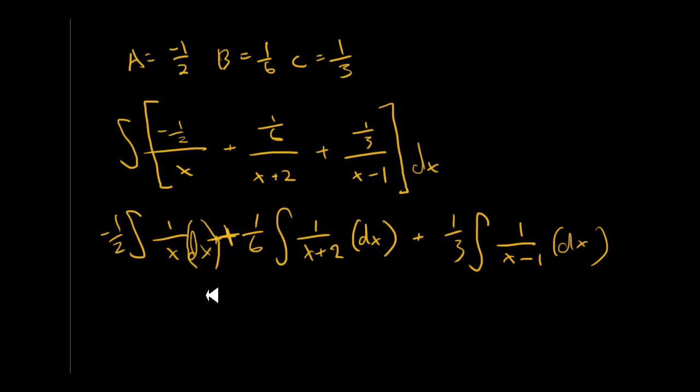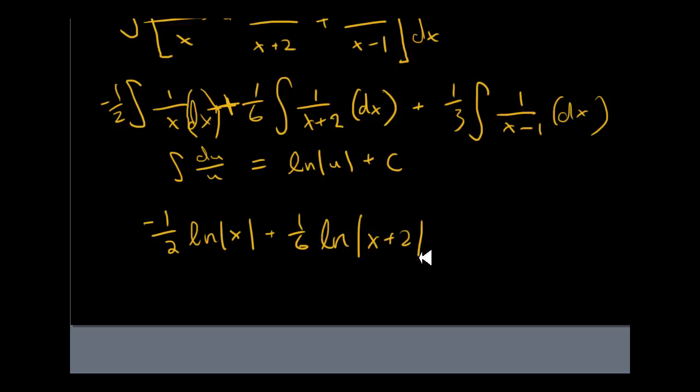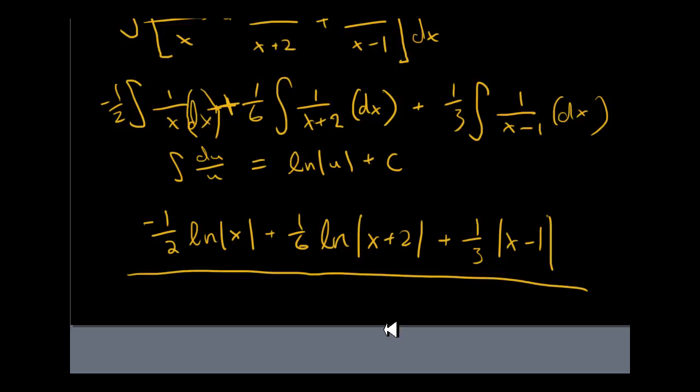Okay, now that we have these values, we can just use the rule that says if we have du over u, it equals ln absolute value of u plus a constant. Integrals always have to add a constant. So -1/2 ln x plus 1/6 ln (x plus 2) plus 1/3 ln (x minus 1). And we are complete. Thank you for watching.